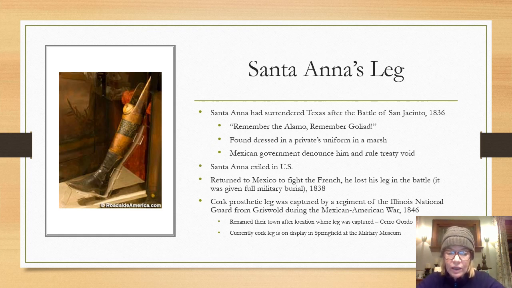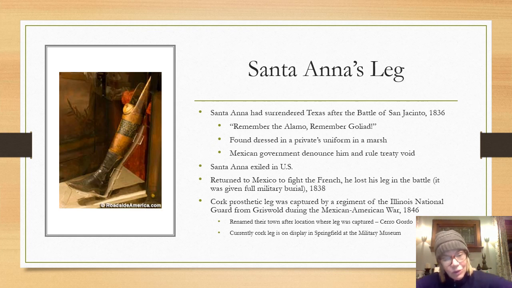They also find a chest of gold that was going to be used to pay the Mexican army, and they took that. They go back to their hometown of Griswold, Illinois, and they take this peg leg around to bars and things and let people see it for like a nickel or that sort of thing. They write on it, and you can see the writing is here. And then they end up renaming their small town of Griswold Cerro Gordo after the location where they acquired this leg.